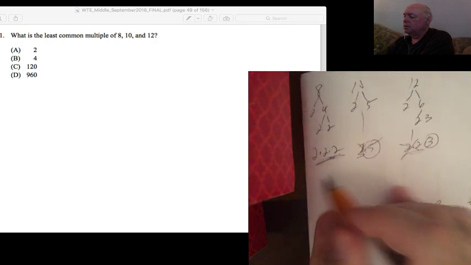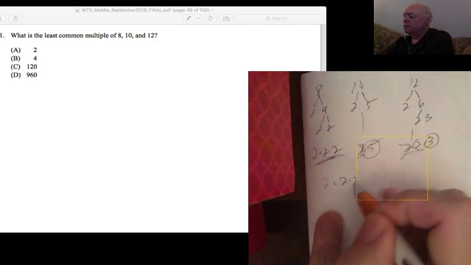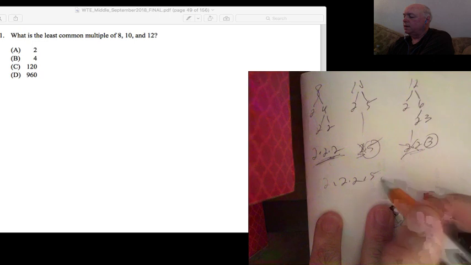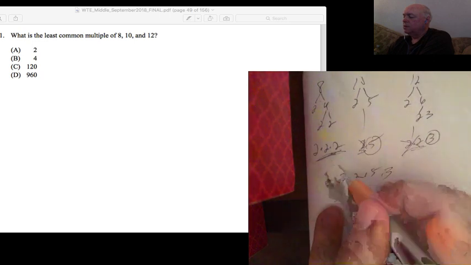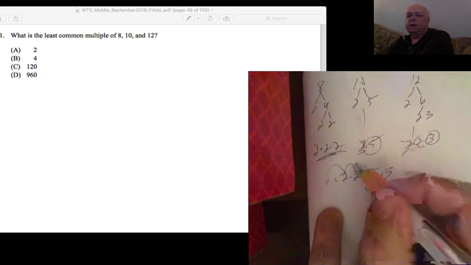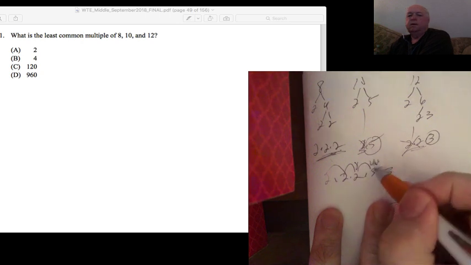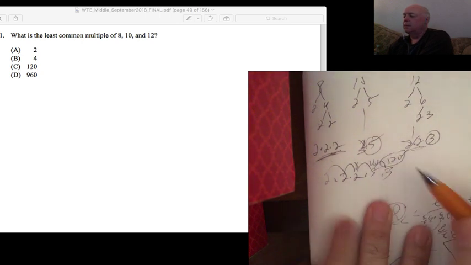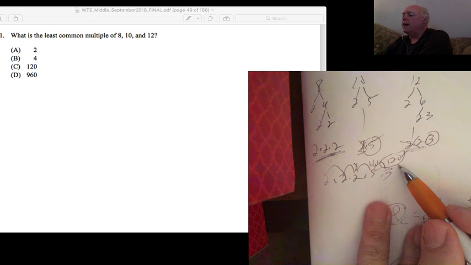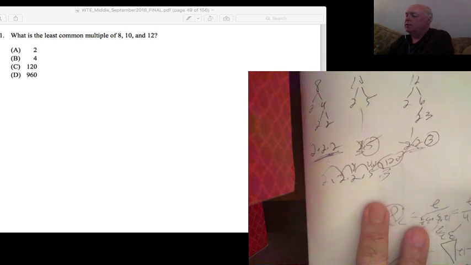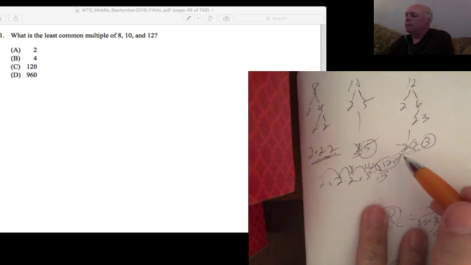So we get 2 times 2 is 4. That's 8. This times this is 40, and times this is 120. So it turns out that that's what the number is going to be there. All right? So we can get the least common multiple. This is called prime factorization because the leaves at the bottom always turn out to be prime numbers.